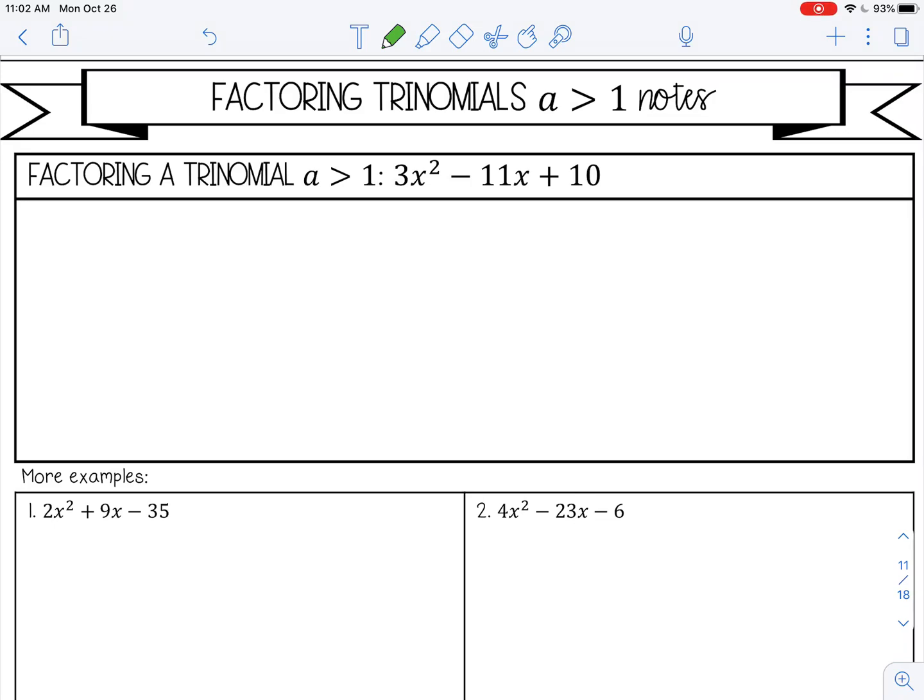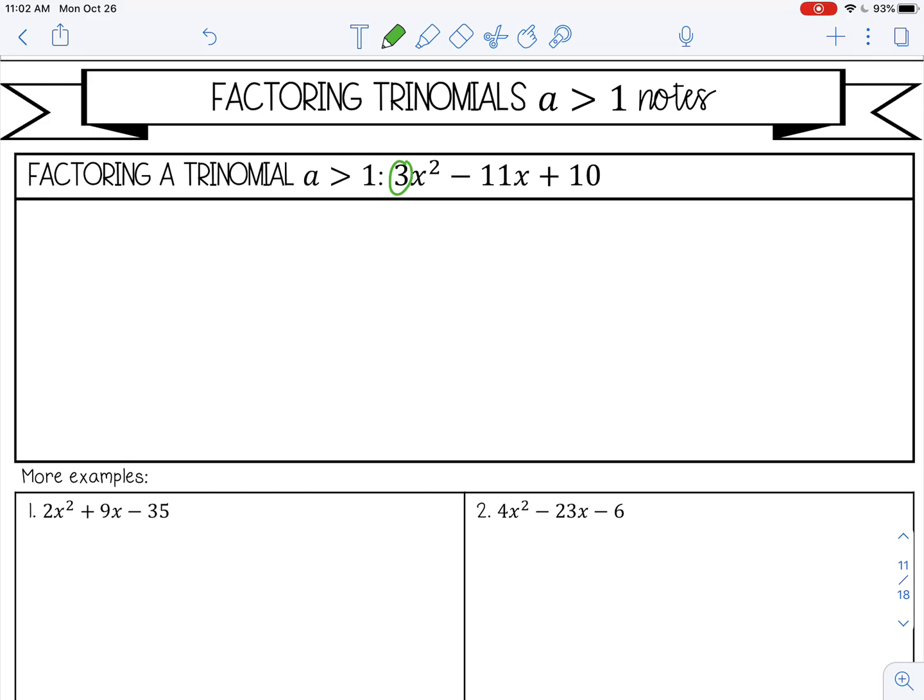Welcome to this lesson on factoring trinomials where a is greater than 1. So here's an example, 3x squared minus 11x plus 10. So we have a coefficient with our first term now. That's our a, and it's not 1, it's greater than 1.